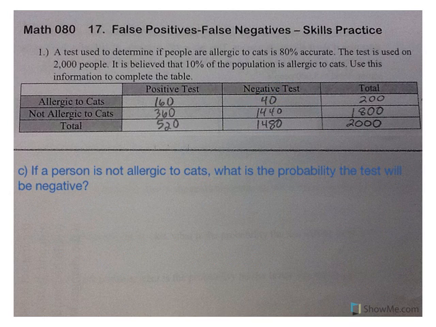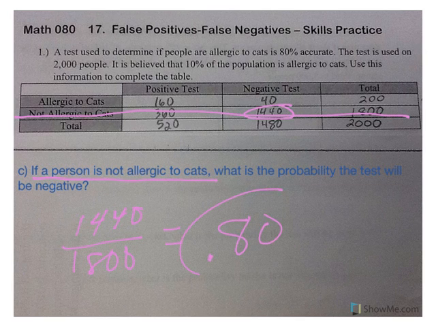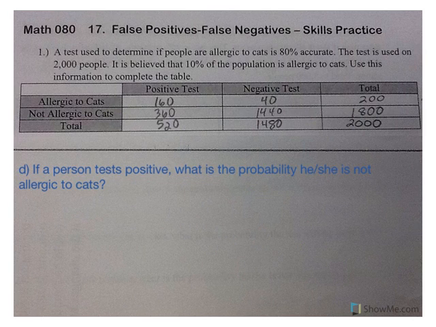If a person is not allergic to cats, that's this line right here. So my denominator is 1,800. What is the probability the test will be negative? Here it is. So 1,440 over 1,800 gives me a 0.80 probability, and that's the accuracy test, right? If you don't have the allergy, you expect to test negative 80% of the time.